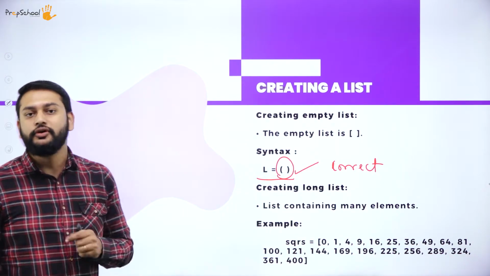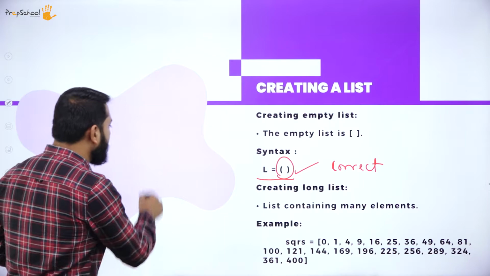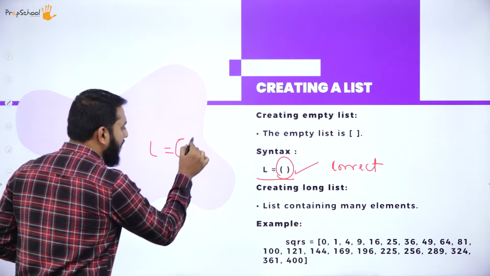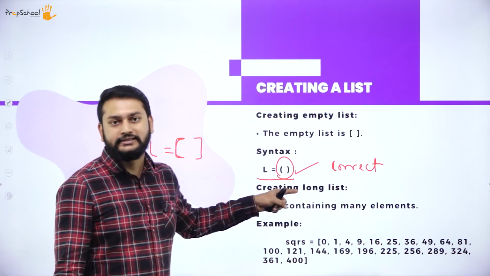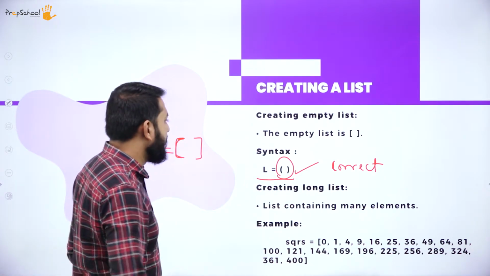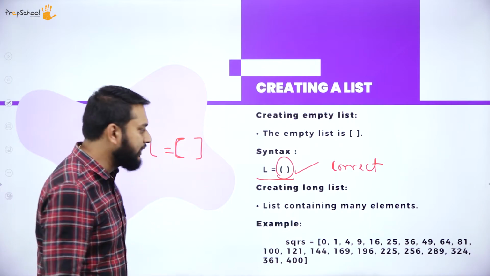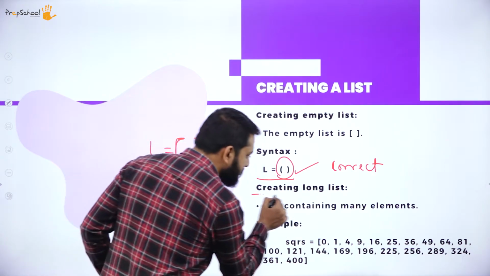That is what you need to understand. Suppose I want to create a list, I should write it like this. It should be square brackets, not parentheses, is what you need to understand, right? So we have the empty list, right? Creating a long list is the next topic.